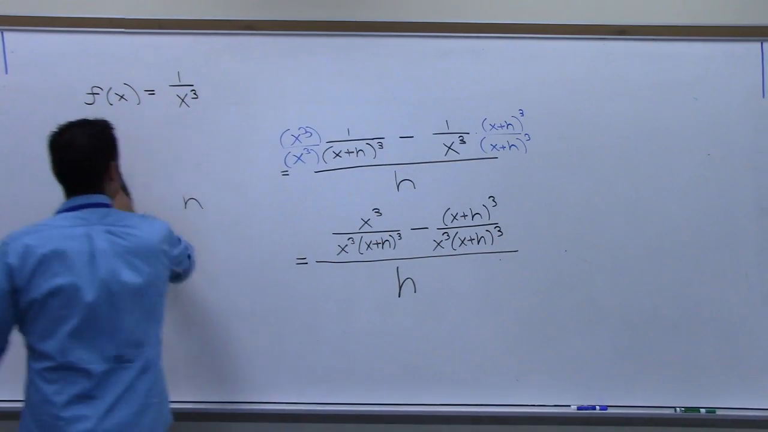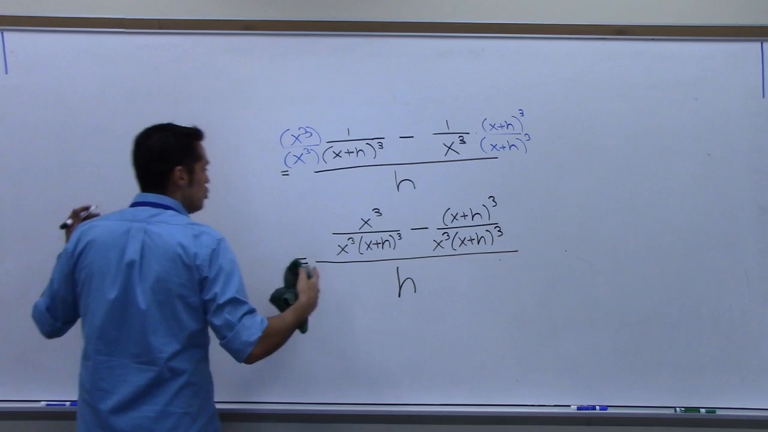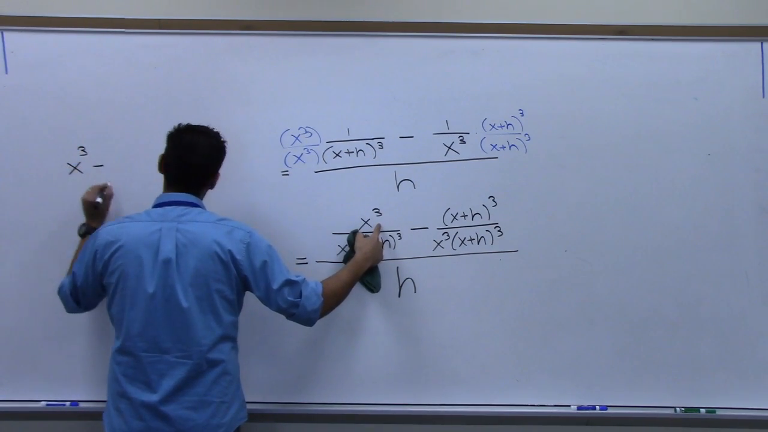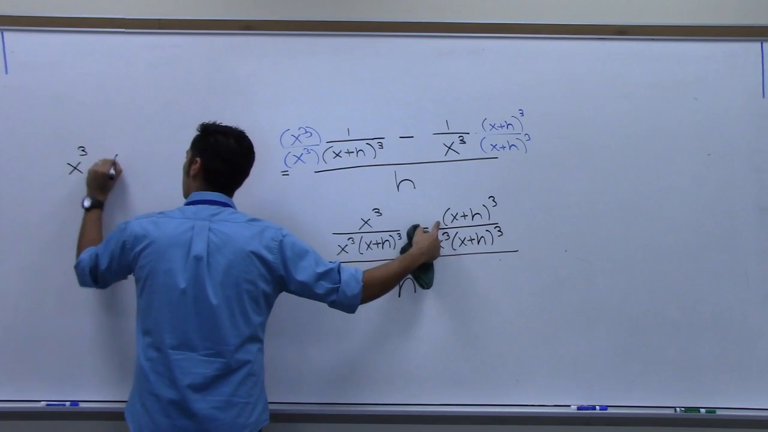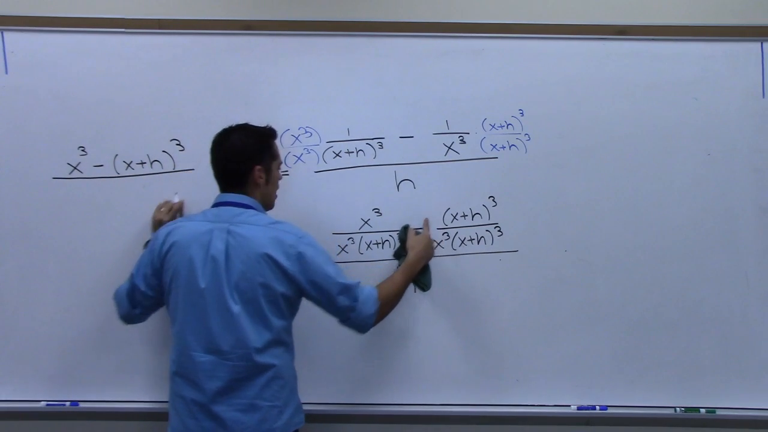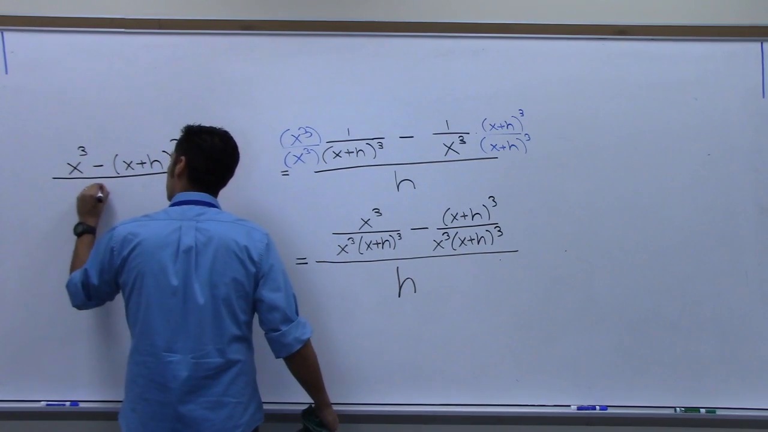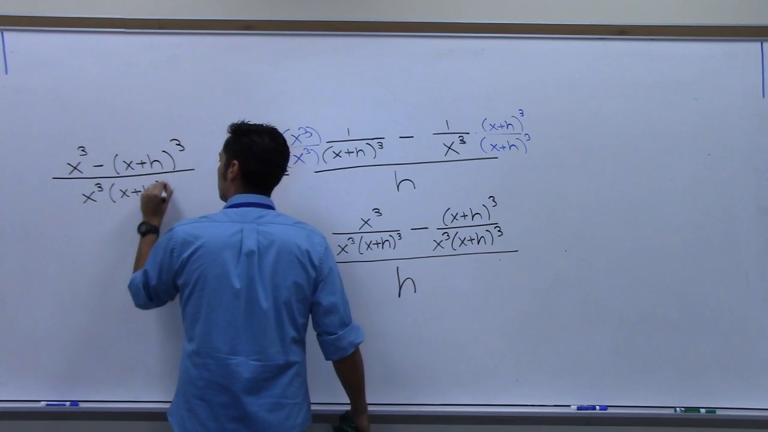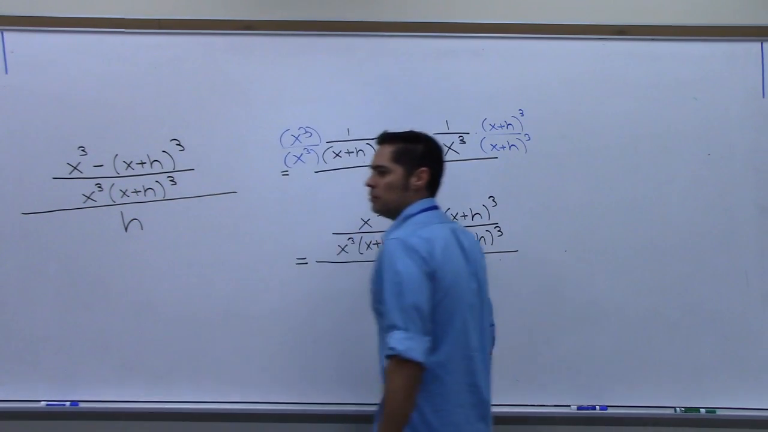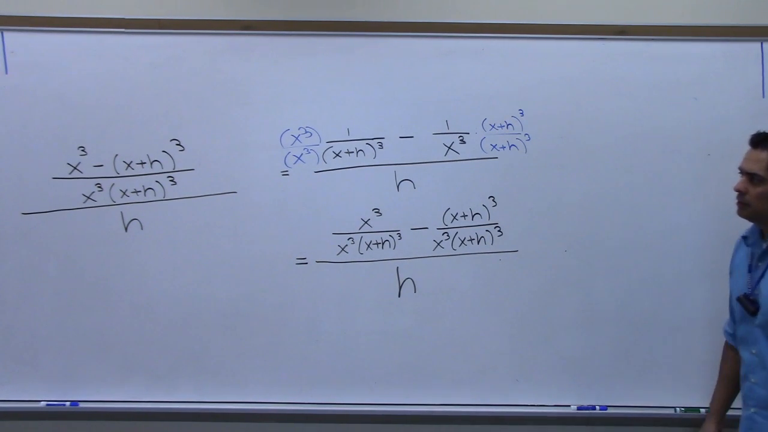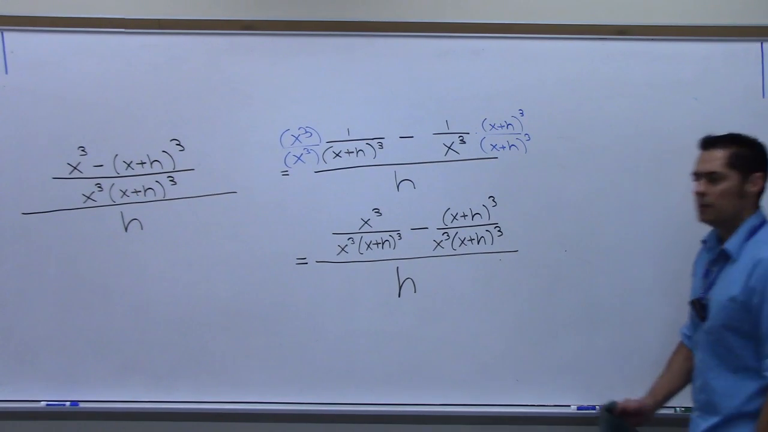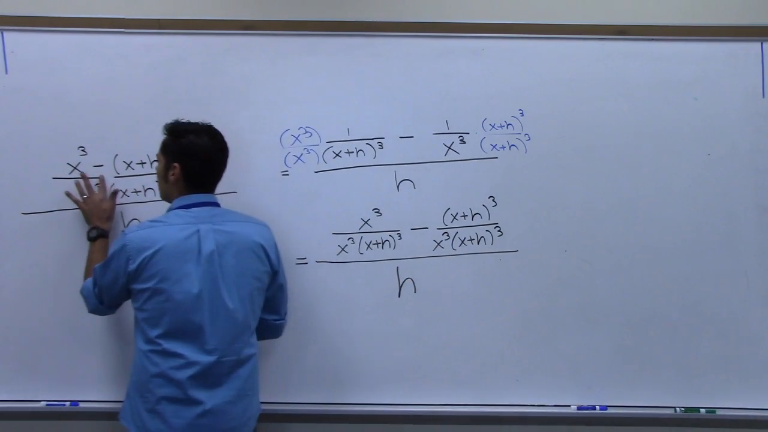So at this point, my new numerator is going to be x cubed, take away this numerator, x plus h cubed, over the common denominator, x cubed times x plus h cubed, but then that's all over with the big division bar, h, right? I still don't see any h canceling. Do you see an h canceling there?